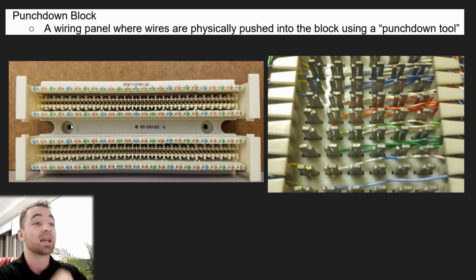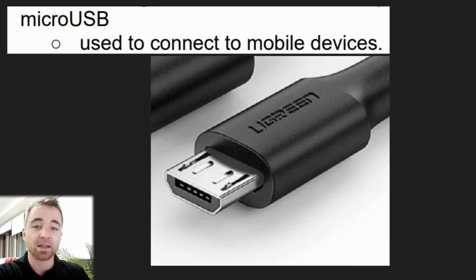A punch-down block is a wiring panel where wires are physically pushed into the block using a punch-down tool. All right, just know basically what a punch-down block is. If someone describes something where wires are punched down into, you know what's a punch-down block, okay? Don't really need to go any more in-depth than that.